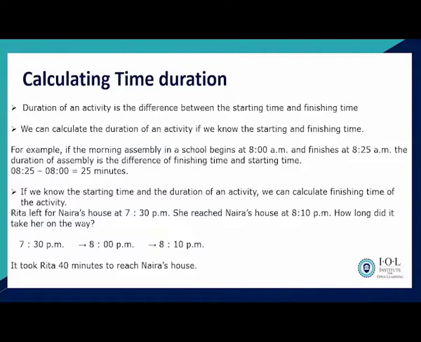Okay, now let's look at this example. Rita left for Naira's house at 7:30 p.m. She reached Naira's house at 8:10 p.m. How long did it take her on the way? How long was her journey to Naira's house? If the starting time is 7:30 and the finishing time is 8:10, how many minutes are there between 7:30 and 8:10? That is 40 minutes. That's quite easy to get.